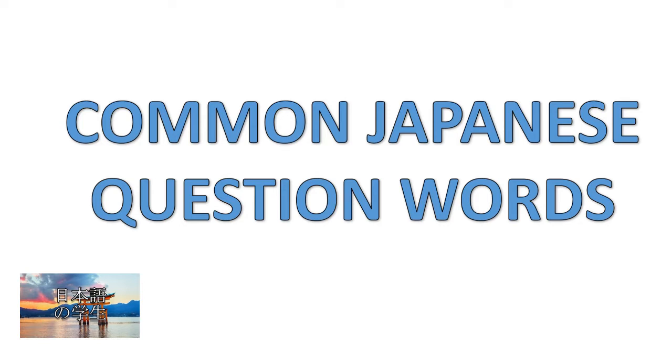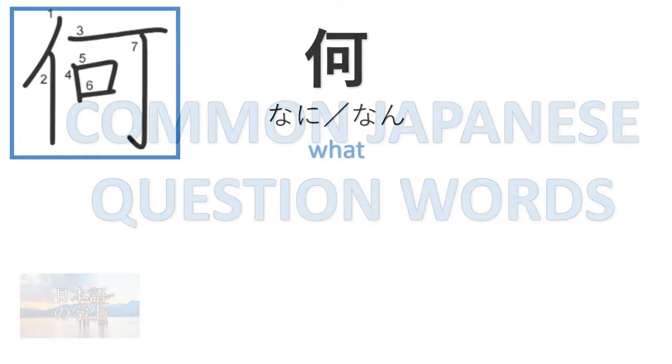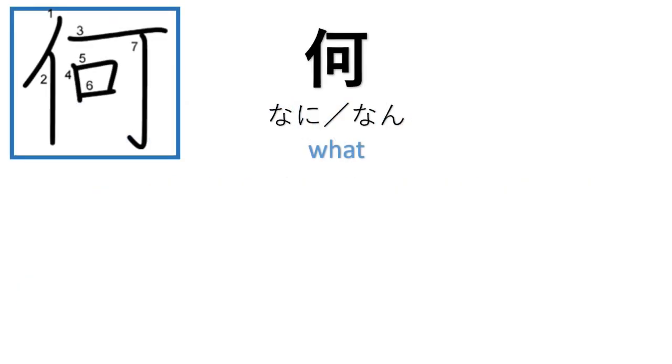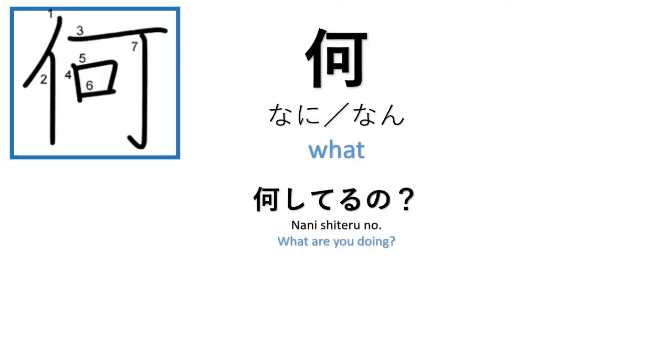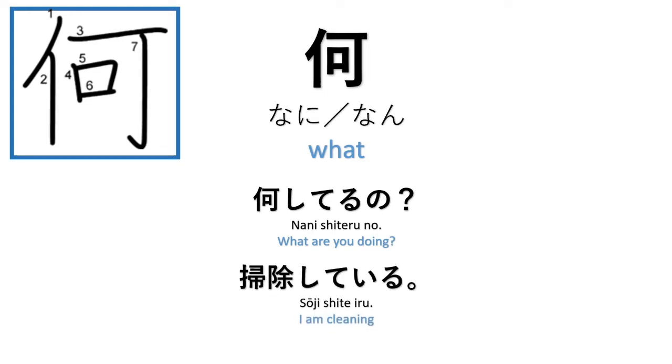In this video, we're going to learn the most common Japanese question words. And we start with nani, or nan in some other cases. This is the most common and most known Japanese question word because of course of the anime. Nani means what. For example, nani shiteru no? What are you doing? Soji shiteru. I am cleaning.